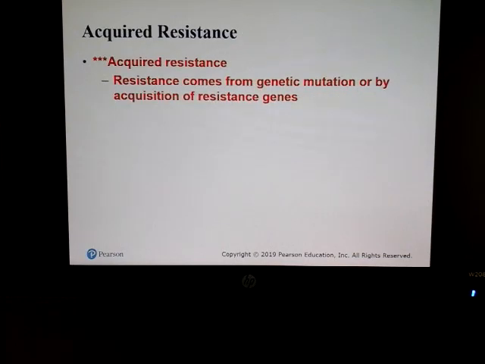Acquired resistance means that they get the resistance from some type of genetic mutation or by acquiring some type of resistance genes. So we have to be aware that in the environment and even within your body, if there's a way that the bacteria can uptake a gene, for instance, one that's in a plasmid, it will become resistant then to the antimicrobial drug.